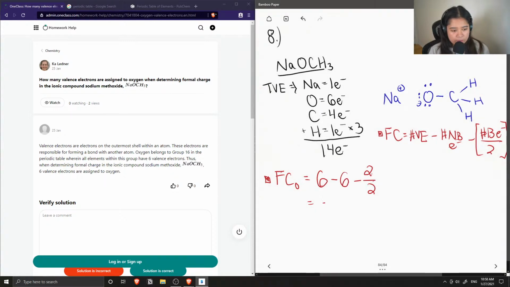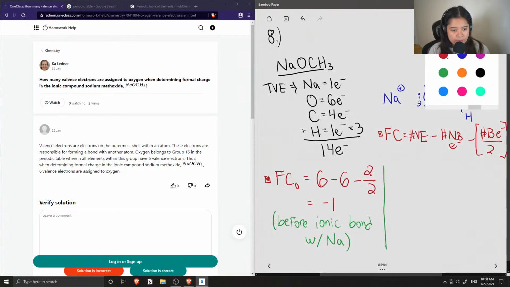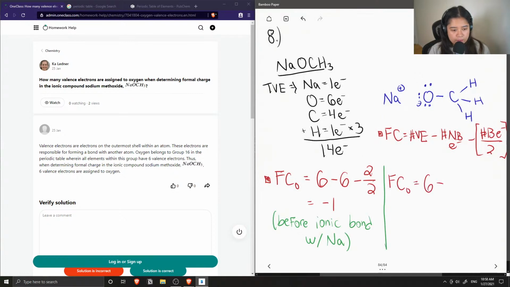So let's just show how this -1 is before our ionic bond with sodium, and then after bonding is what we did earlier, which is the 6 minus 4 minus 4 over 2, and then it becomes neutral.